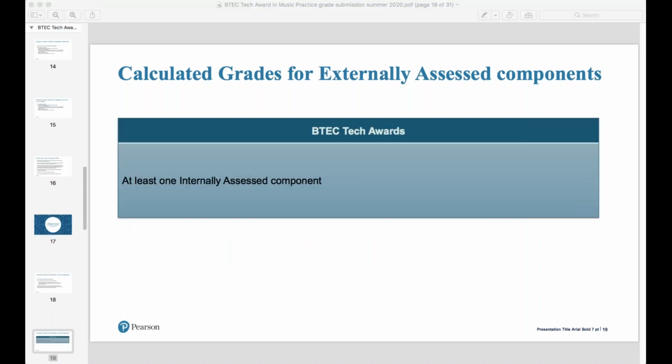So to look at the minimum requirements for the Tech Award in music practice, as I said, it is just one internally assessed component to be completed. And when we say completed, that can include the centre assessment grade.